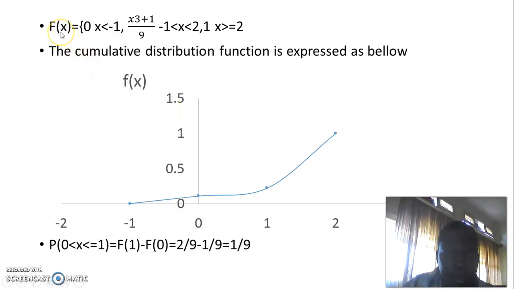So our capital F of x is going to be equal to x cubed plus 1 over what? Over 9. This is our cumulative distribution function. As I have shared with you, it is as shown in this graph. You can see that as x increases, it tends to go to what? To 1.